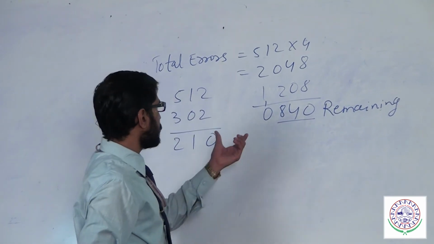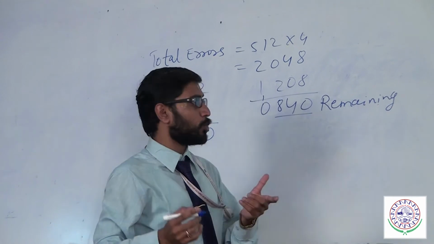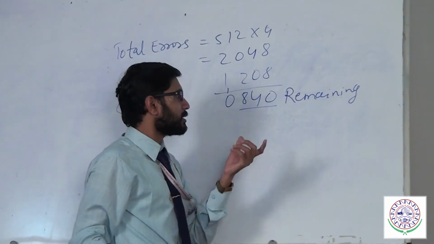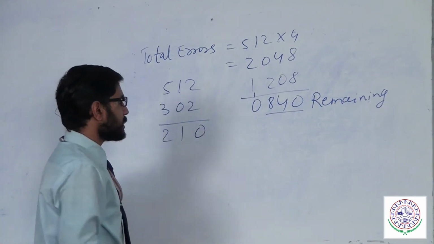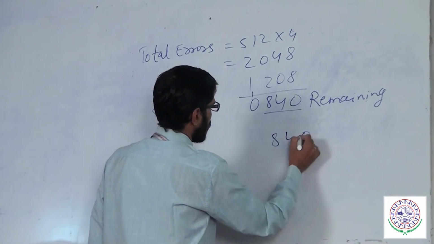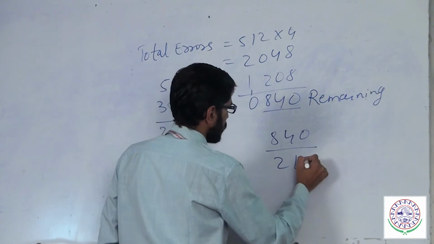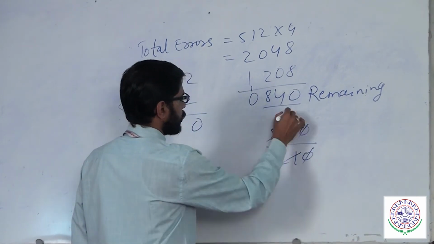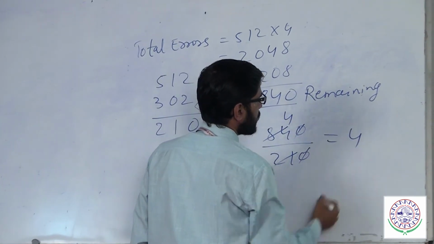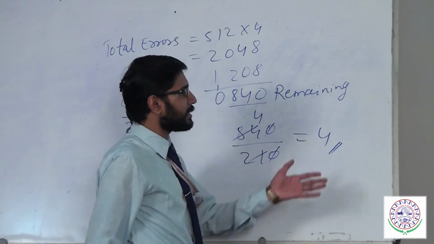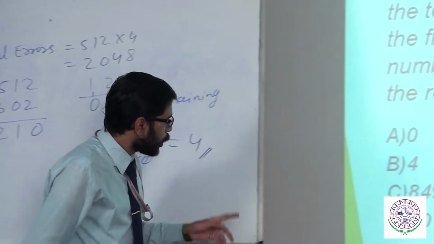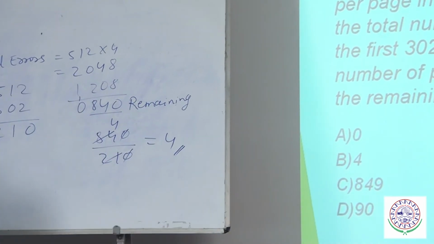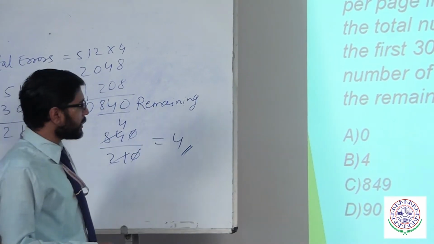So what it means here is, now you need to distribute the remaining 840 errors with respect to 210. Just divide this by the number of pages, 210. So the 0s get cancelled, 21 1s are 21, 21 4s are 84. So you will get the average as 4. Again, the average is going to remain the same. So the answer for this question is option B, that is 4.